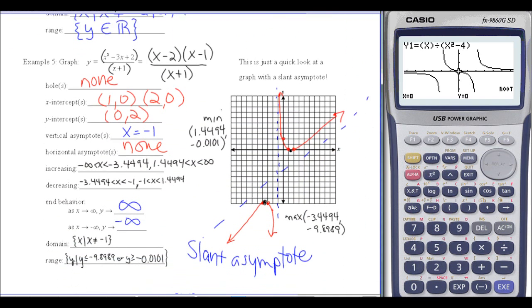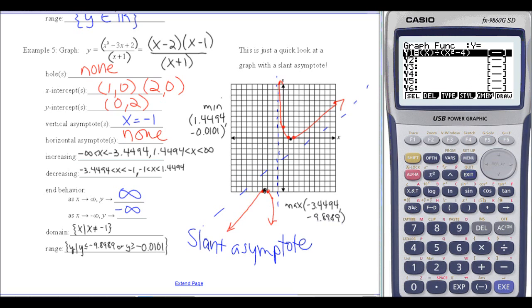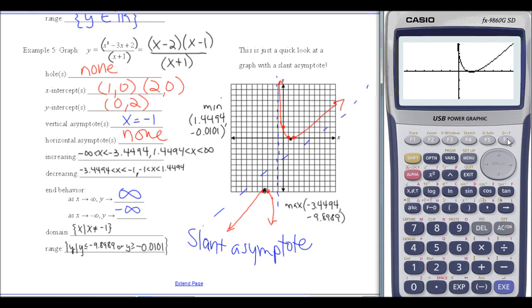This is an example of a graph with a slant asymptote. Again, we're not going to worry about finding the slant asymptote, but I want you to see what one of these graphs looks like. If I put this into my calculator, I'm going to have x squared minus 3x plus 2 on the top, divided by x plus 1 on the bottom. So I know this one's going to be slanted because the top has a bigger exponent than the bottom does. When I draw this, I only get a part of the graph if I'm in my INIT window.